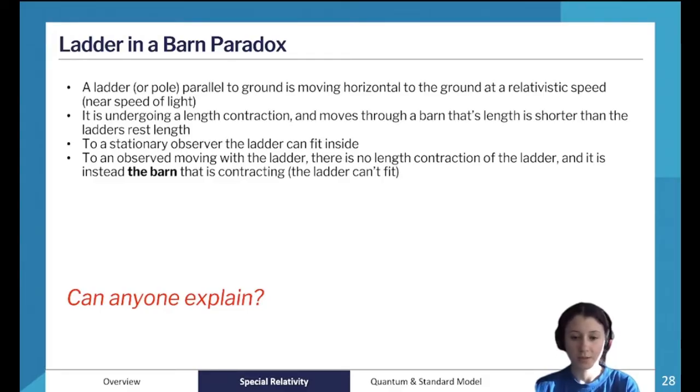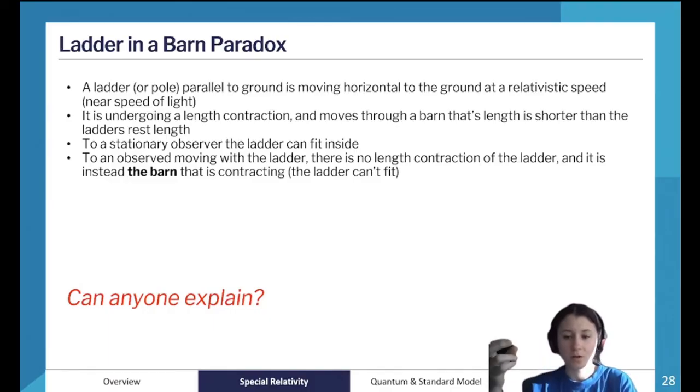And that's what she did. So she tested it all out. She laid the ladder next to the barn. She saw that the ladder was twice the length of the barn. Now she's running at a very, very fast speed towards the barn. She runs in, and from her perspective, the barn got shorter. Oh, sorry. Skinnier. Because its length contracted. So the barn got skinnier.